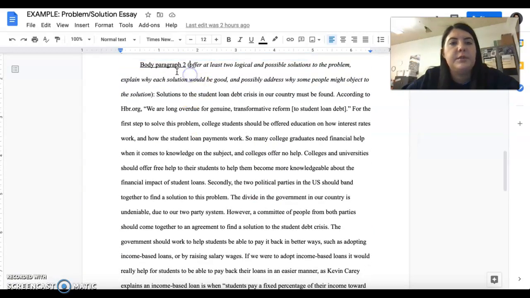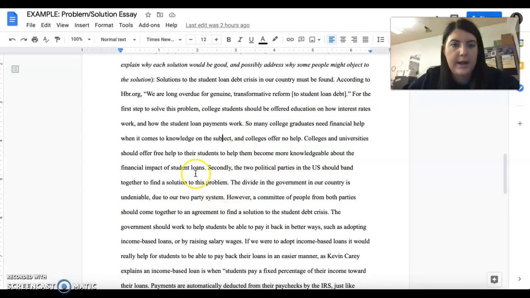Body paragraph 2 is where I offer at least 2 logical and possible solutions to the problem. I also explain why each solution will be good, and I possibly address why some people might object to the solution. If you want to do one solution in one paragraph and another solution in another paragraph, that's fine. I just did both in one.